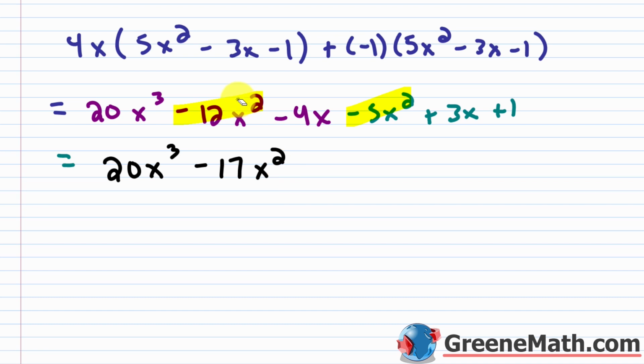Okay. And let's get rid of this and this. And then what I'm looking at next would be this -4x and this positive 3x. So -4 plus 3 would be -1. So this is minus x. And let's get rid of this highlighting and this highlighting. And lastly, I have plus 1, that constant term. There's nothing to combine with that. So my simplified answer here is 20x cubed minus 17x squared minus x plus 1.